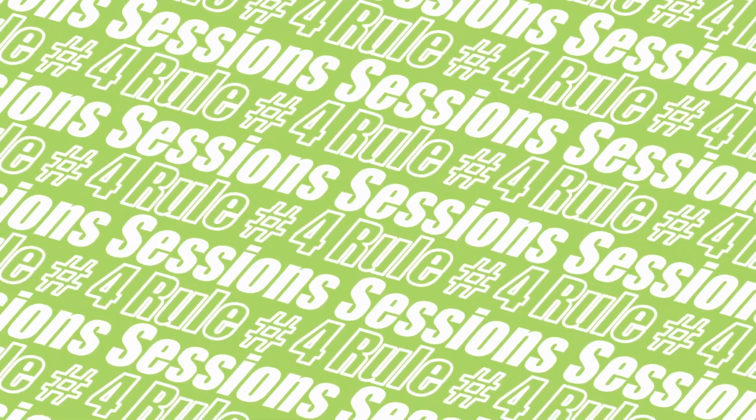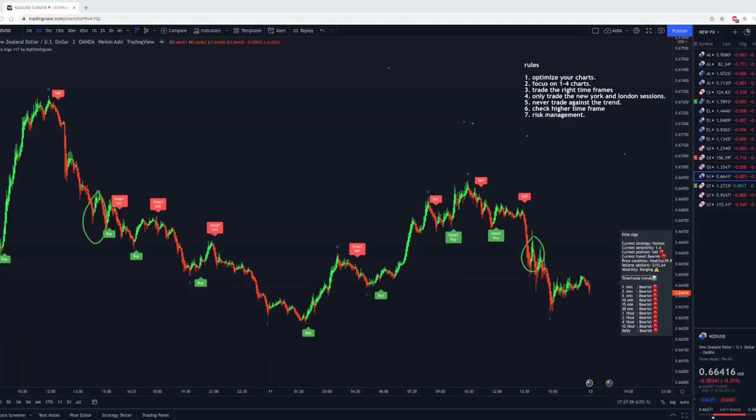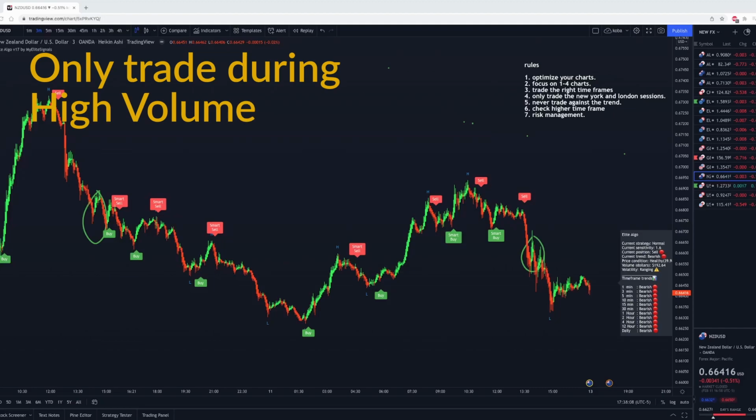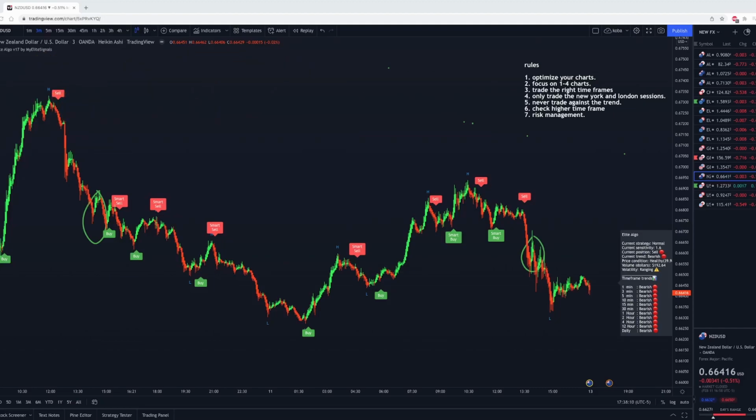Rule number 4 when it comes to scalping, you only want to be trading the proper sessions in forex. And in crypto, you want to be trading during high volume times, and the same thing goes for stocks. Now, for forex, you want to make sure that you are only trading during the New York and London sessions. Why? I'll show you why.